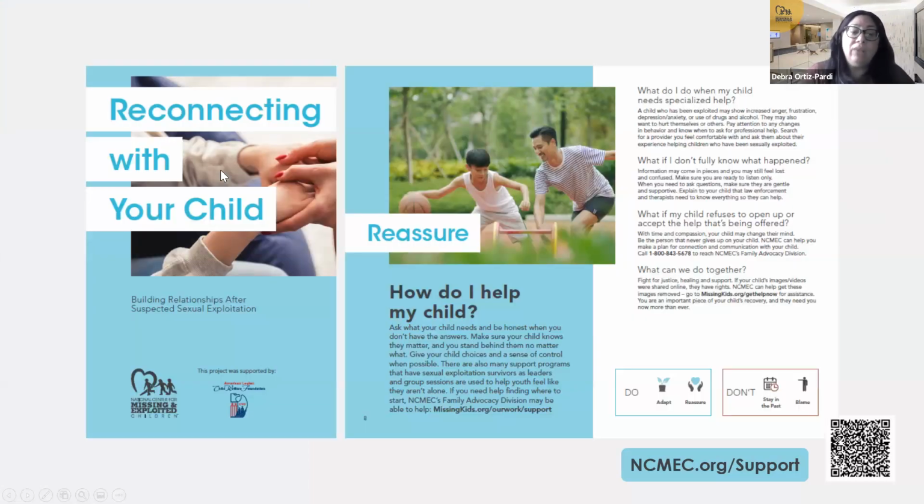We provide a variety of brochures that are available for providers and organizations. And I just want to highlight one of them. This is called Reconnecting with Your Child. This brochure is for families who are reconnecting after a suspected child sexual exploitation incident. It's really easy to read with some do's and don'ts. It's clearly delineated. You can link to this brochure right on our website by going to the link on the screen, or we can even send you hard copies as well.